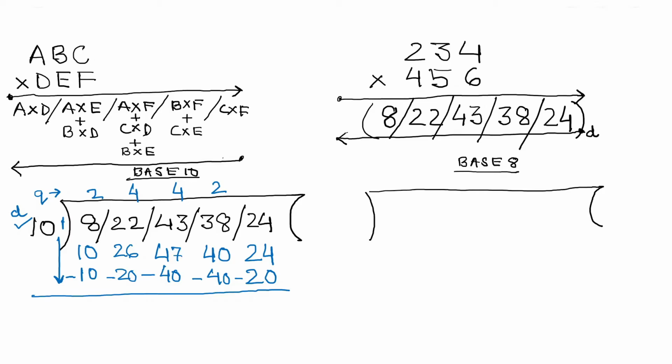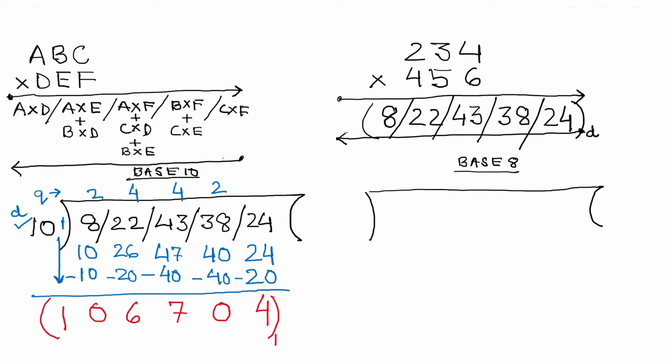So in the first case, 24 minus 20 will give me 4. 40 minus 40 gives me 0. 47 minus 40 gives me 7. 6 minus 20 gives me 6. 10 minus 10 gives me 0. And this 1 comes down as it is.